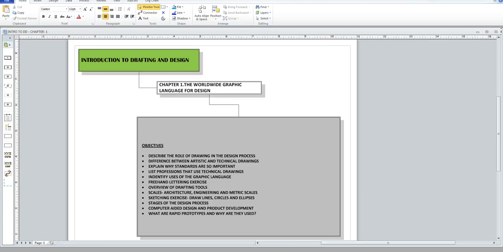Okay, now let's go to the next topic that we have in here, scales. So we are going to cover scales where I show you why to use scales, where to use scales, what are the different types of scales, how to draw using scales. So let's go and do that.